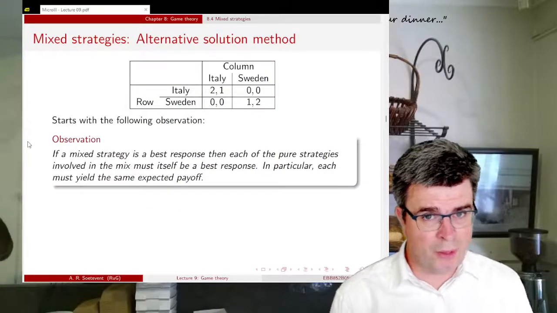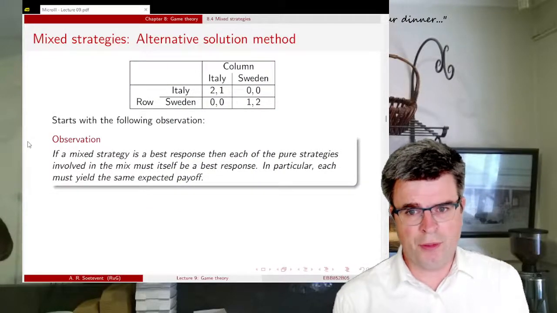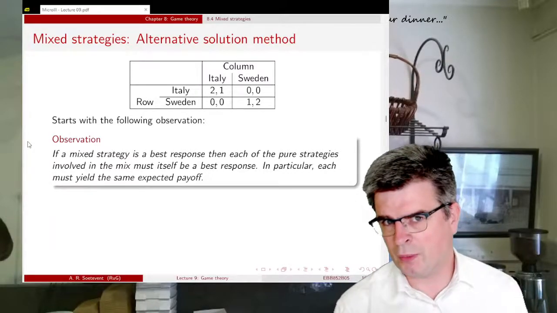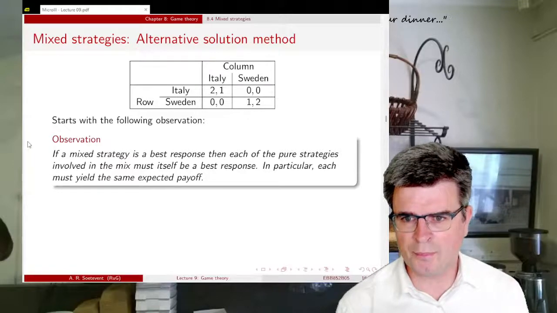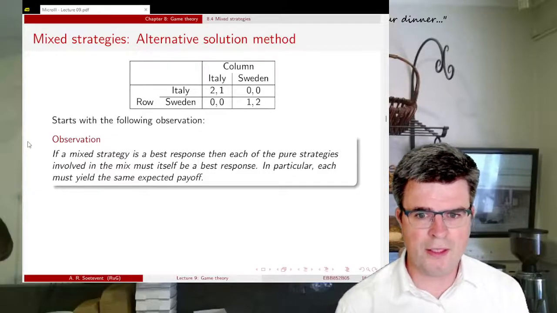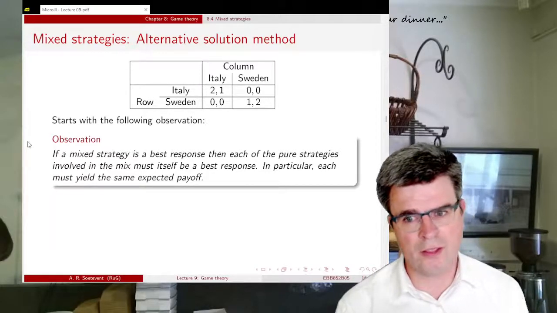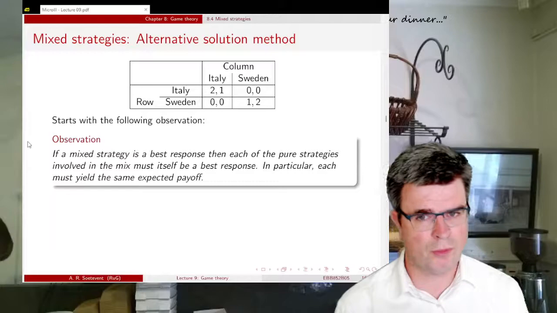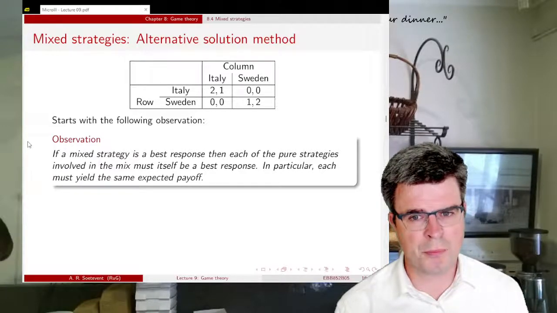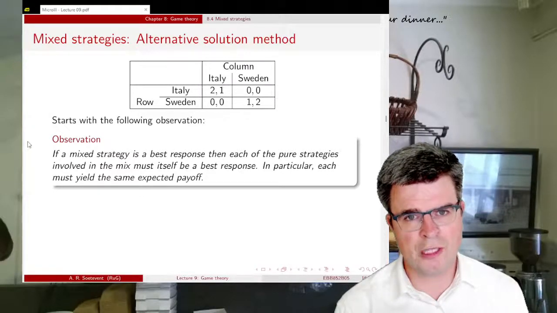As promised, also an easier solution method. And now you are ready for the easier solution method because you went through the pains of the more difficult one. We start with the observation that if a mixed strategy is a best response, then each of the pure strategies involved in the mix, so in our example both Italy and Sweden, must itself be a best response. So in particular, each must yield the same expected payoff.